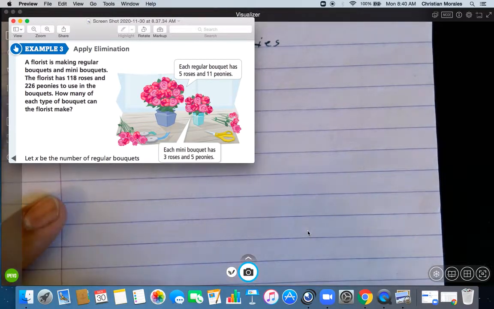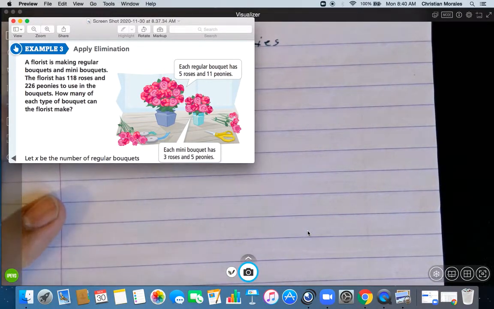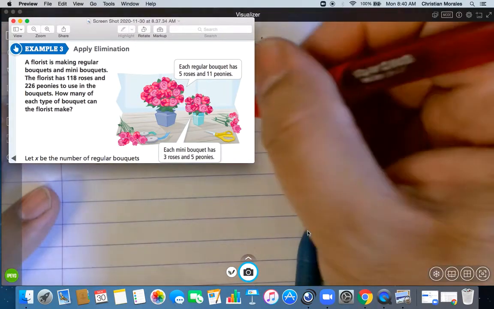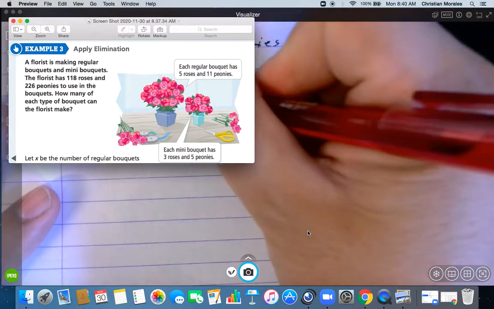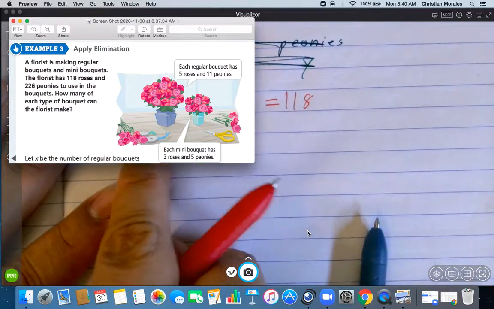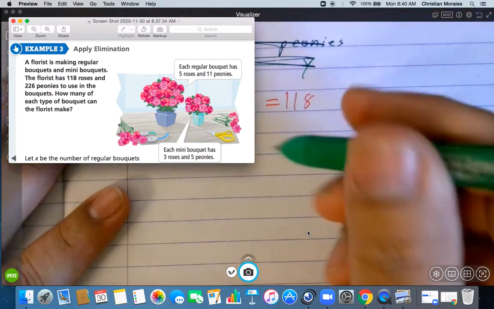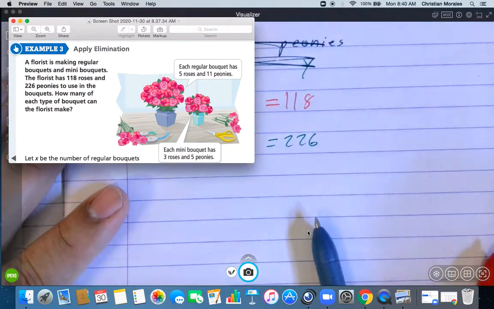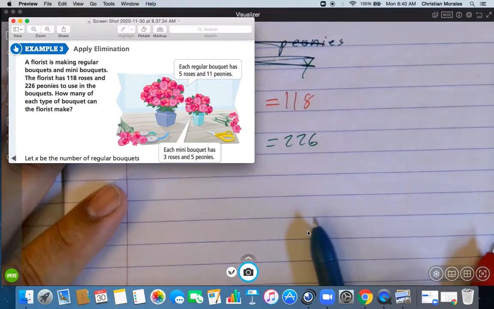So it's a little confusing because you think you're solving for roses and peonies separately, but you're not, because the totals are the flowers. So for roses, you have 118. That's going to be a total. So you're going to set that equal to 118. For peonies, you have 226. So you're going to set that up at 226. Okay, but how many of each kind?